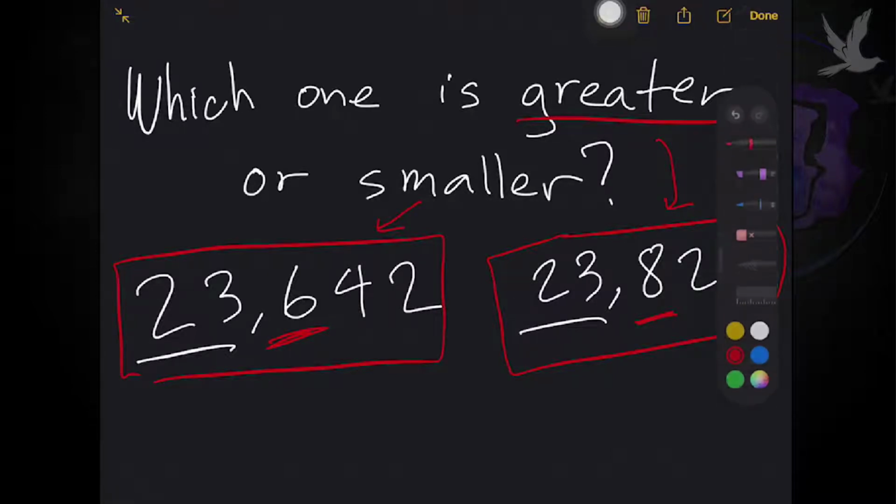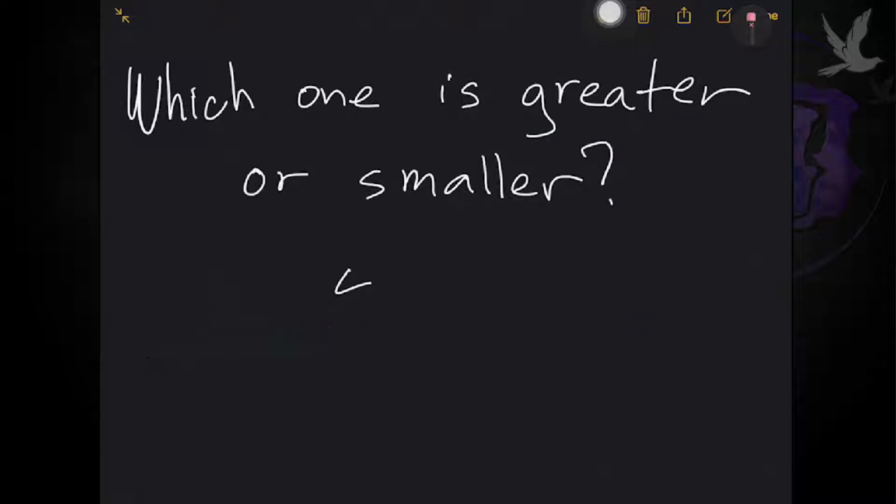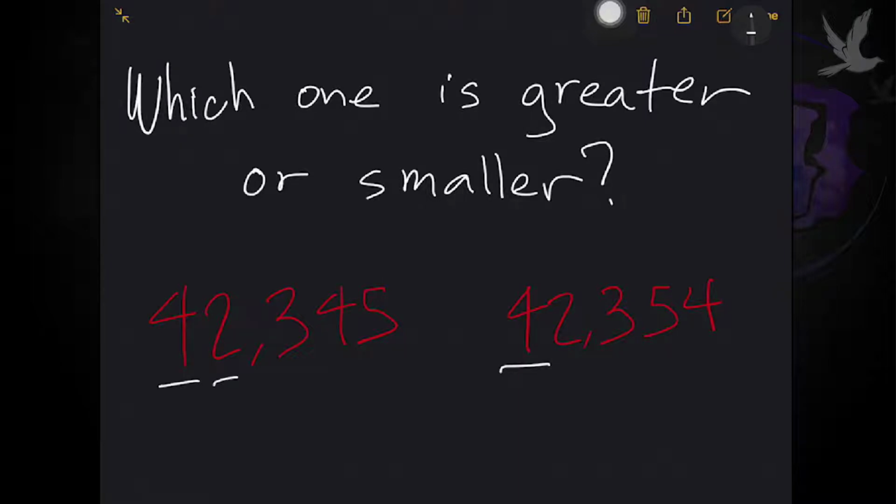Okay? There might be numbers that you might get confused about because of their arrangement. For example, 42,345 and 42,354. So let's check our first digits. We have 4, 4, they're the same. 2 and 2, they're basically the same. 3, 3, just the same.